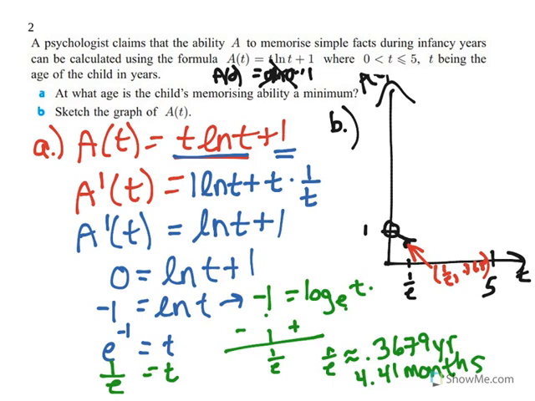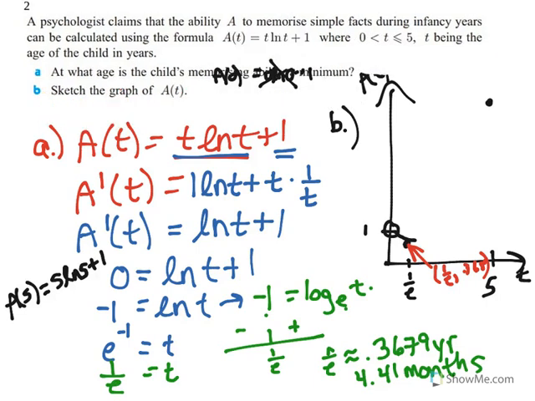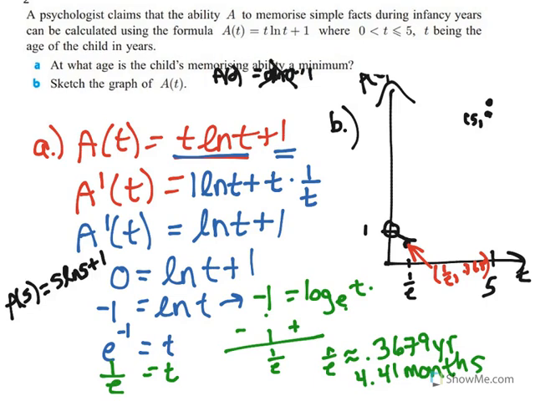So now we have to plug in 5. I'm kind of running out of space here. So A of 5 equals 5 times the natural log of 5 plus 1. Type that all into your calculator. So at 5, it's this point right here, which is 5.9047. So therefore it's parabola-ish. That looks like that.